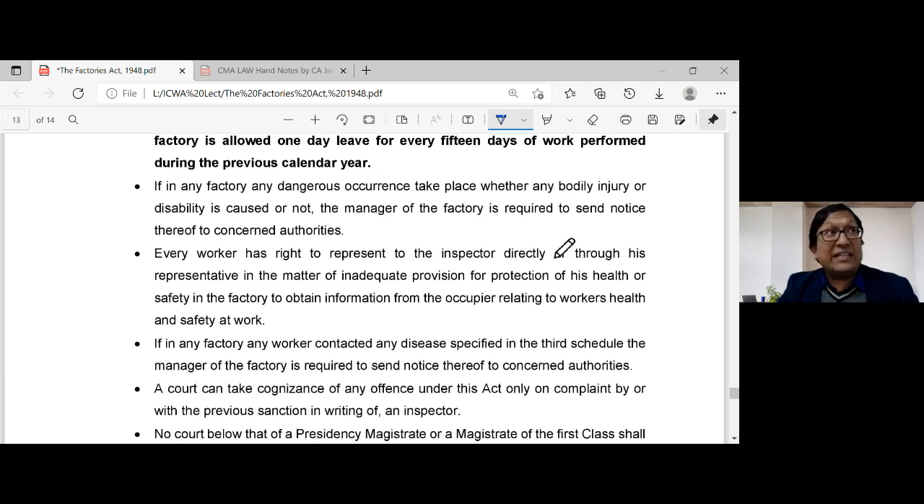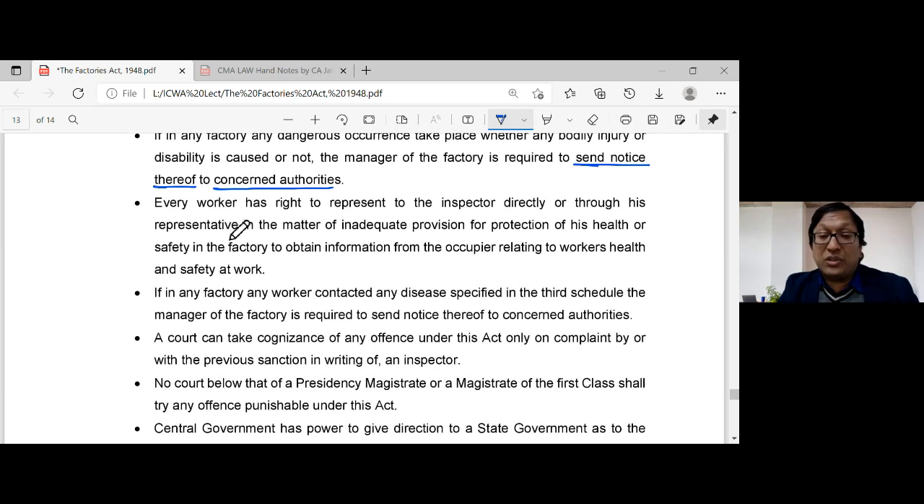And if in any factory, any dangerous occurrence takes place, whether any bodily injury or disability is caused or not, the manager of the factory is required to send notice immediately to the concerned authorities. He needs to inform the inspector of the concerned area that a dangerous occurrence has taken place in the factory, and this is what has happened, and these are the workers who have been affected by it, and he needs to intimate the factory inspector.